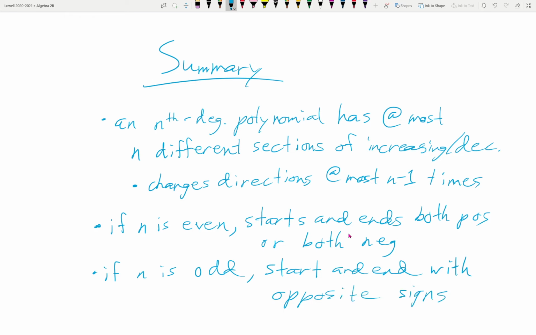In the next video, we will discuss, well, actually, we'll also do some practice work on your own first. But we will practice using these to get a pretty fast sketch of a polynomial function.